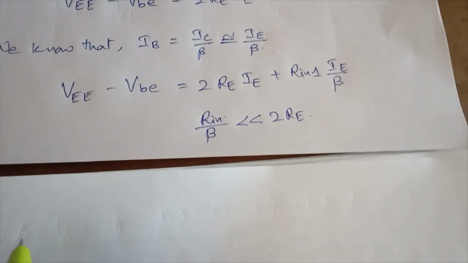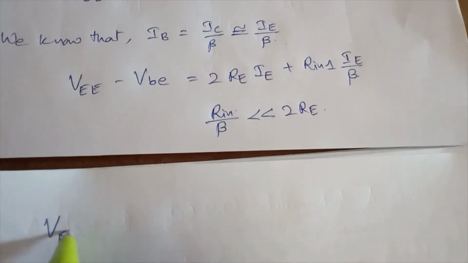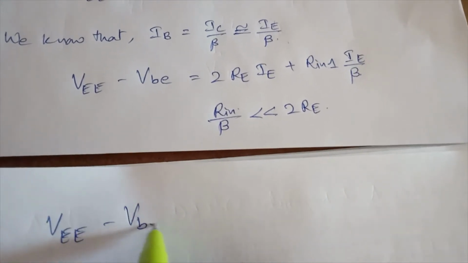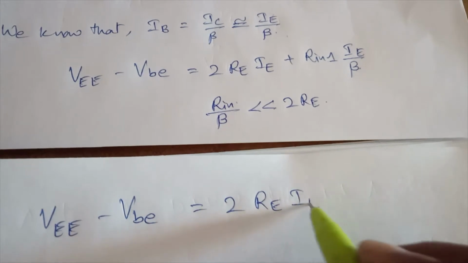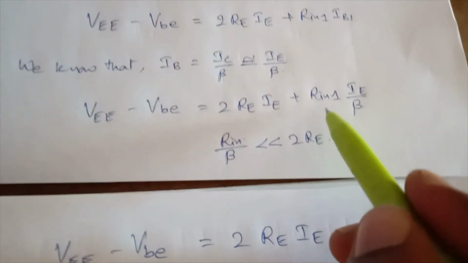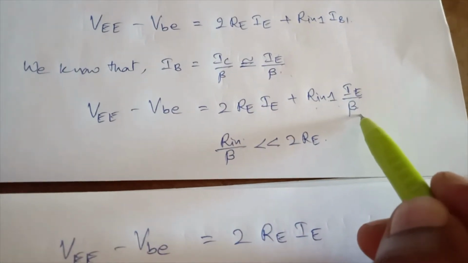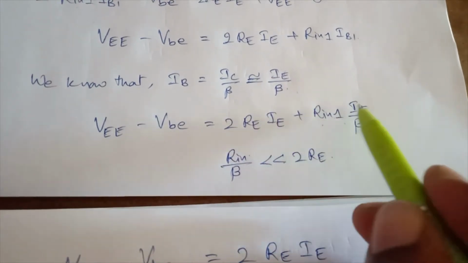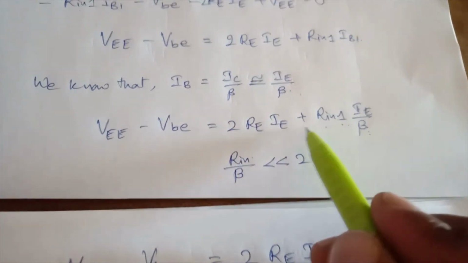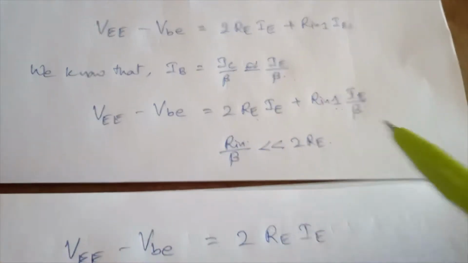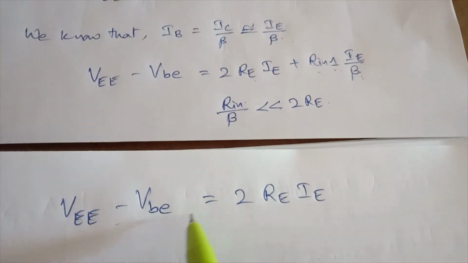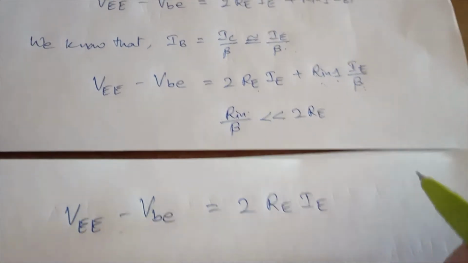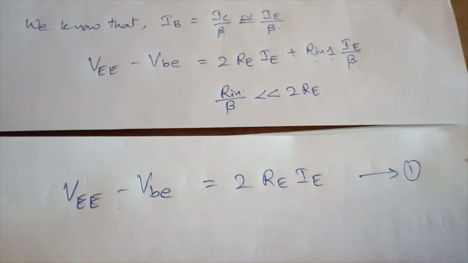So now what we are getting, VEE minus VBE is equal to only 2RE IE. Why? Because Rin by beta is very small compared to 2RE. Therefore, we neglect this term. We are getting only VEE minus VBE is equal to 2RE IE. Let this be equation 1.